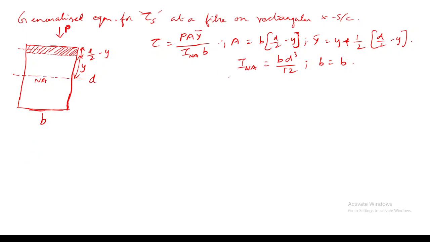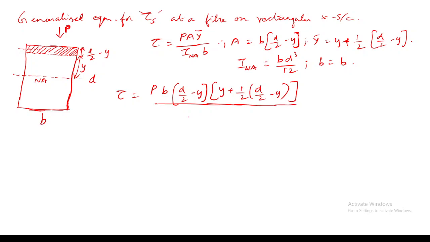So can I substitute all these things in the P A Y bar divided by I N A formula? Okay, so now substituting for P into B into D by 2 minus Y into Y bar, which is nothing but Y plus 1 by 2 into D by 2 minus Y, divided by BD cube divided by 12 into B. So after substituting this, what value are you getting? Can you substitute this and arrive at the final formula?